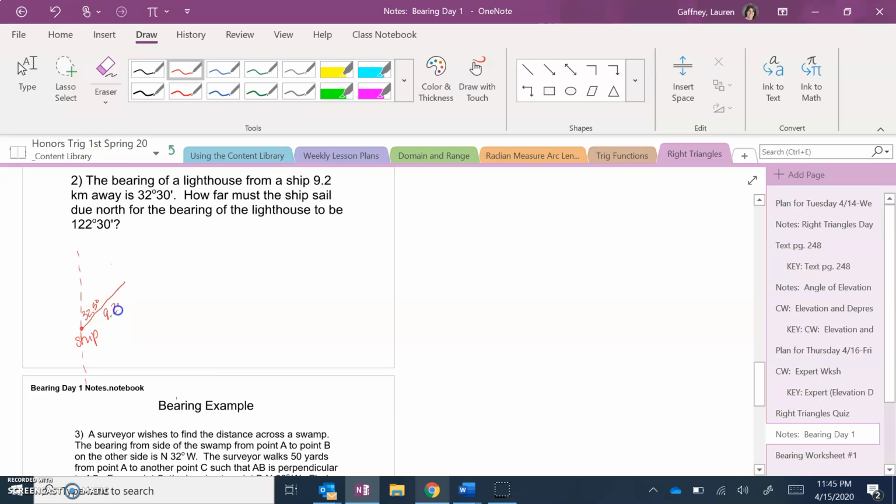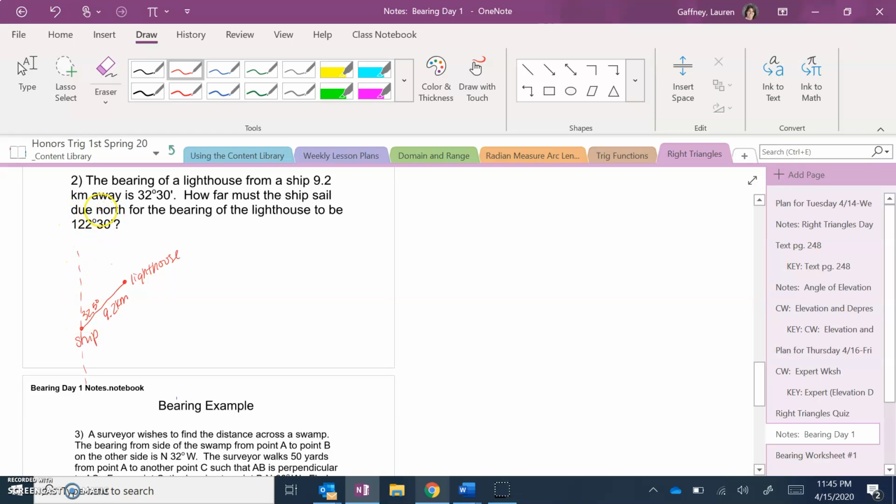And it's 9.2 kilometers away. So let's put my lighthouse right here. Okay. Now, how far must the ship sail due north? So the ship's going to start to move this way for the bearing of the lighthouse to be 122.5 degrees. So we want this ship to go somewhere up here.